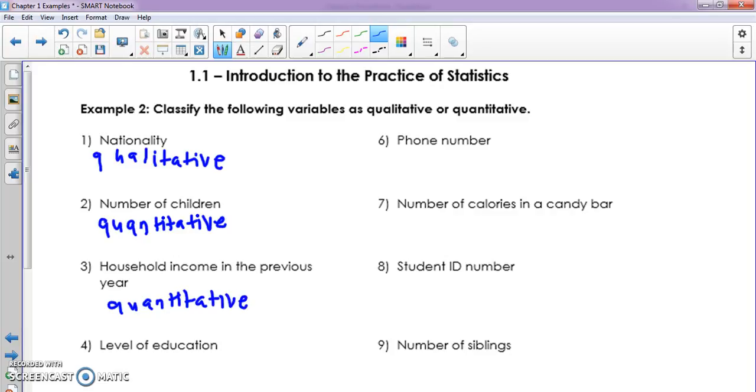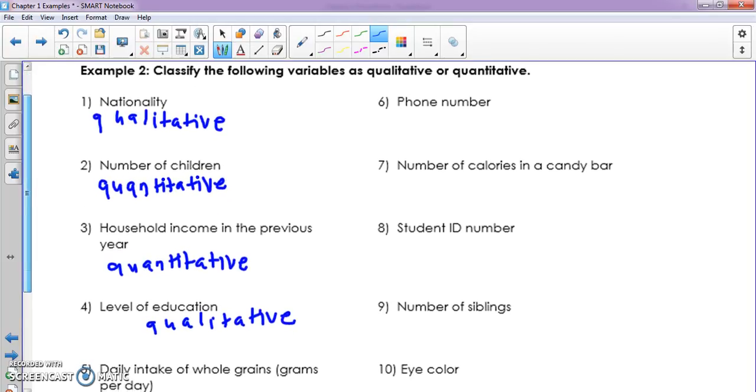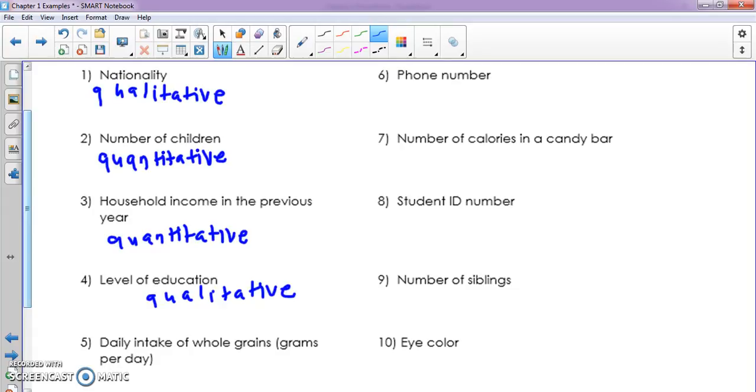And the level of education. If you think about that, that's the descriptor. We can say that somebody has finished up to the 11th grade or the 12th grade. They have a bachelor's degree, a master's degree. So that is qualitative. And let's scroll down here. Daily intake of whole grains, and we're talking about grams per day. So this is a quantity. We can figure out who's consumed more. So we're talking about quantitative here.